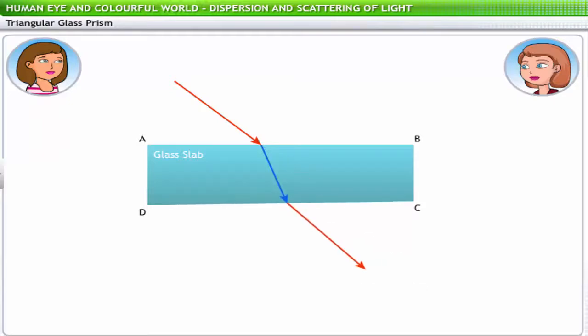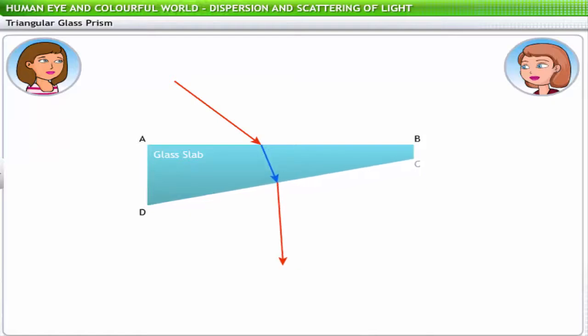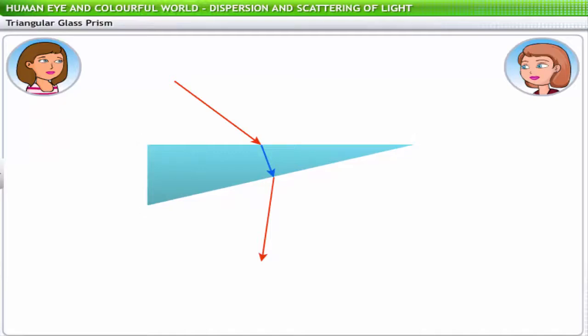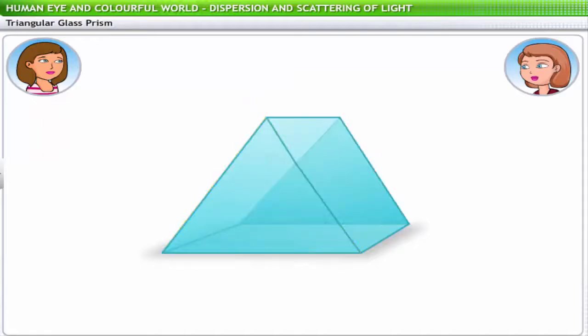We truncate the surface of the slab represented by CD so that the cross-section now forms a trapezium as shown. As you can see, now the emergent ray is not parallel to the incident ray anymore. As we continue truncating the slab, the direction of the emergent ray keeps changing as shown. Finally, we get a shape with 3 rectangular surfaces and 2 triangular faces. We refer to this as a triangular prism.